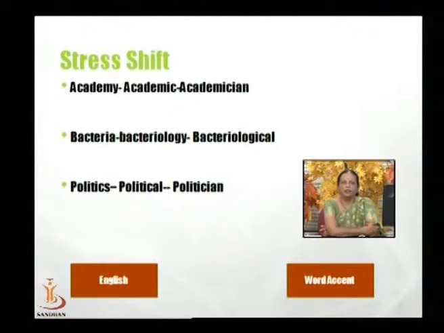In the English language, there is a stress shift. The accent shifts when the word changes. The word is the same. Academy. From academy we have academic, and from academic we have academician. But notice, academy, the stress is on ca. Academic and then academician. Notice there is a shift. Academy, academic and academician. Notice the shift. Bacteria, bacteriology and bacteriological. Politics, political, politician. Politics, the stress on po.